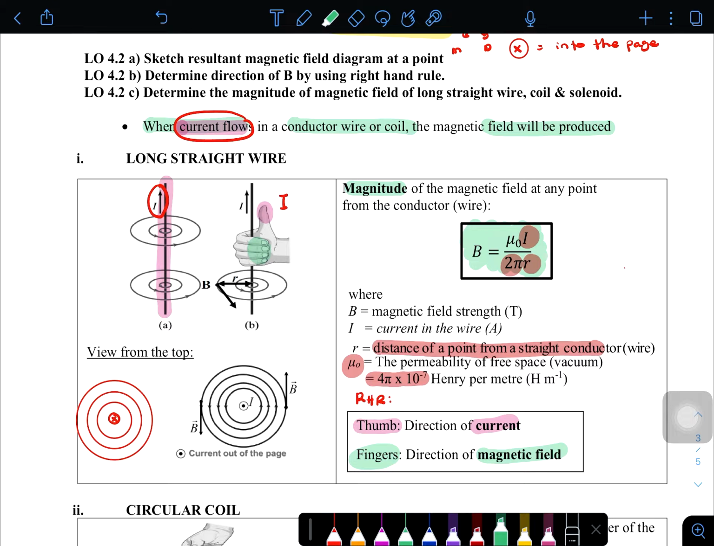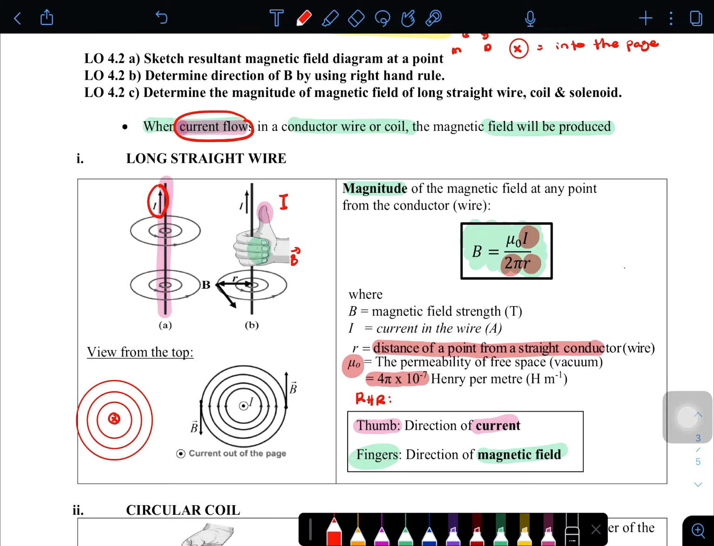Okay, so for example, dekat sini, current saya bergerak ke atas. So, bila current saya bergerak ke atas, thumb saya menghala ke atas. So, saya gripkan saya punya wire. So, 4 jari tersebut akan menjadi saya punya magnetic field B. So, kalau macam ni, magnetic field saya dia akan bergerak anti-clockwise.